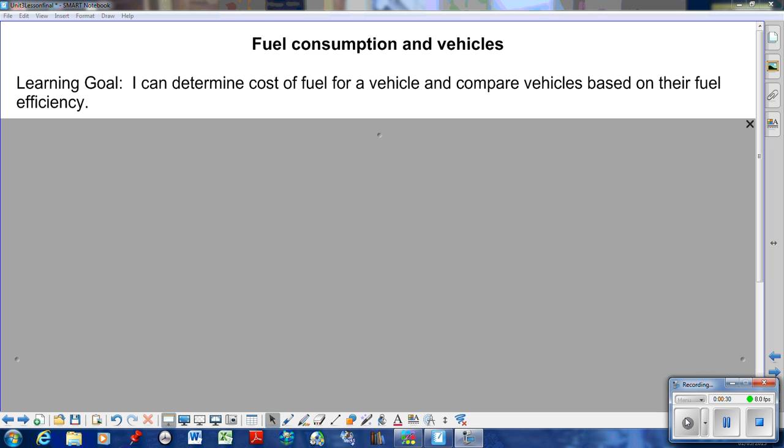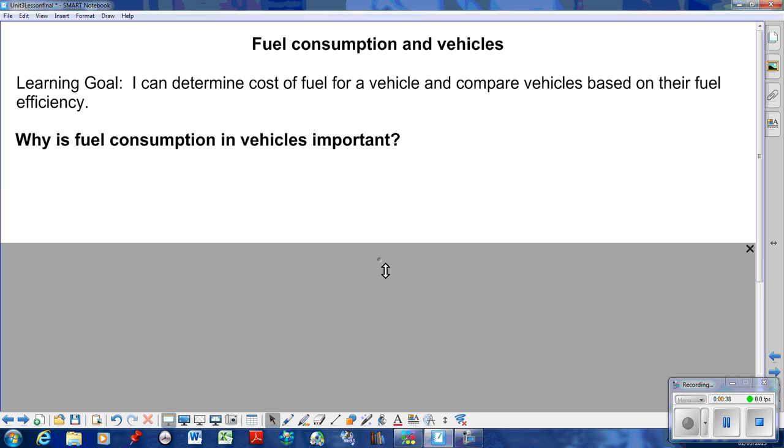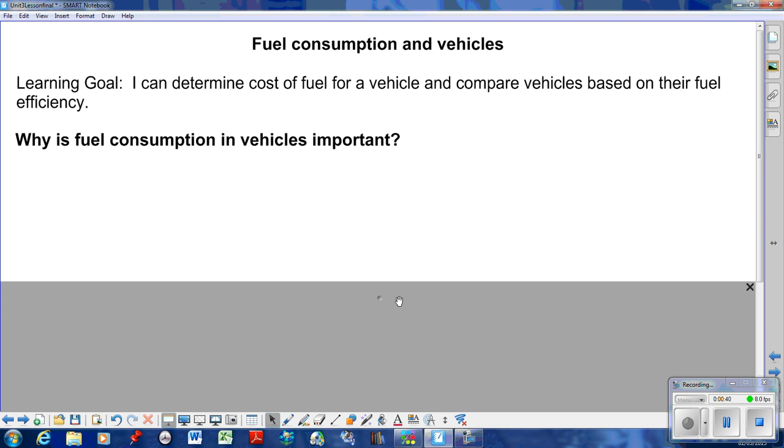So what's the learning goal? I can determine cost of fuel for a vehicle and compare vehicles based on their fuel efficiency. So it's that whole efficiency theme one more time here. So why is fuel consumption in vehicles important?